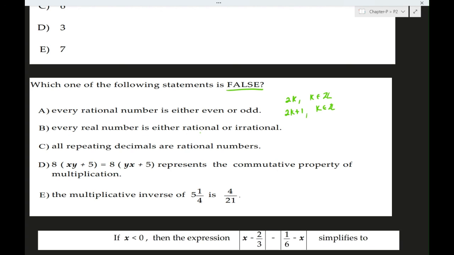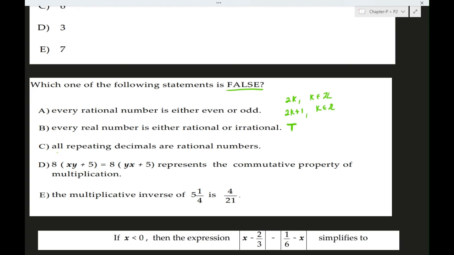Every real number is either rational or what? Irrational. So this is a true statement. Remember, we did the classification of real numbers. We said real numbers are divided into rational and irrational, right? And we have classification under rational: you have the integers, the whole numbers, the natural numbers and all of that. So this is a true statement.